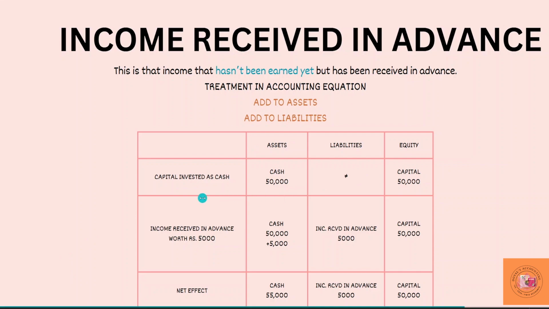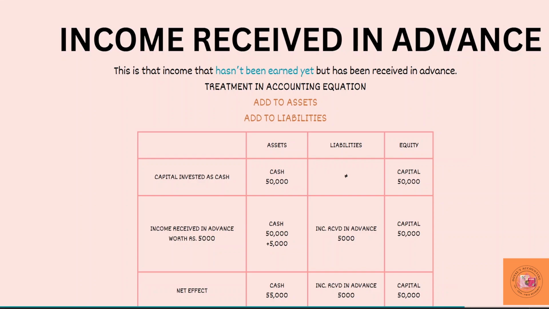So, in this, let's see, capital invested as cash 50,000. Income received in advance is worth rupees 5,000. So we will add it to our cash 5,000 rupees, and under liabilities we will create a new head, income received in advance. Write that in the liabilities column. Equity will remain unchanged. So what would the net effect be? Cash 55,000, income received in advance 5,000, capital 50,000.